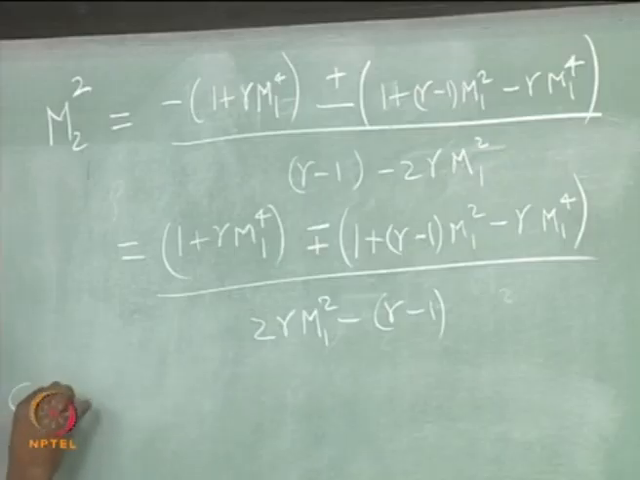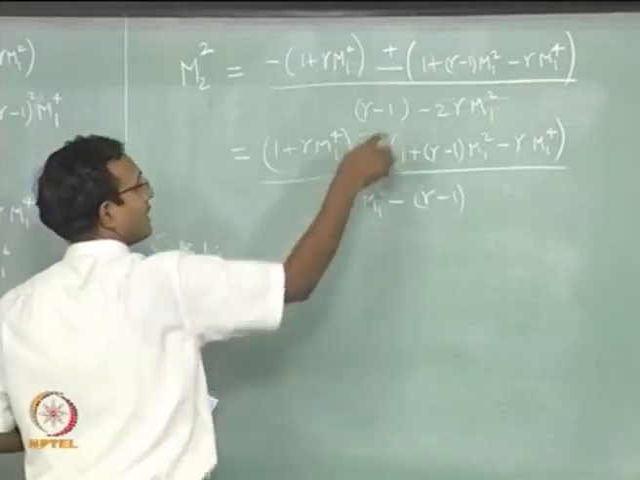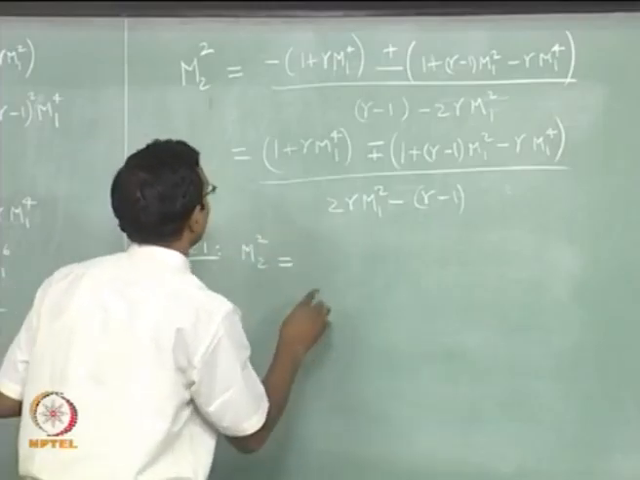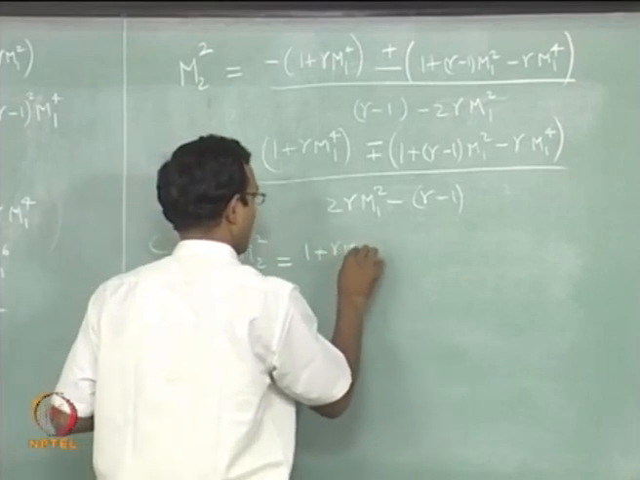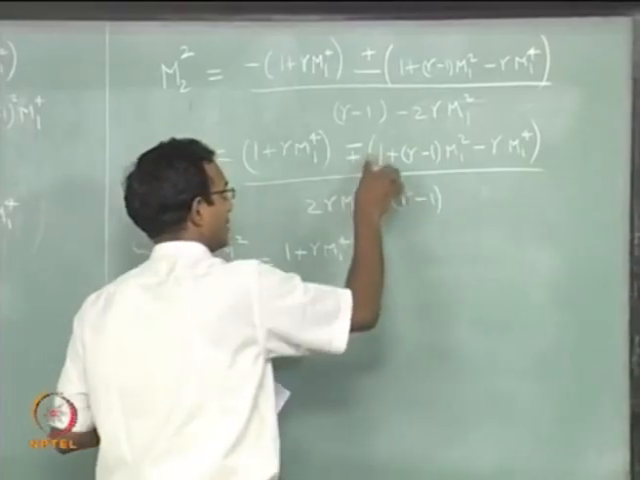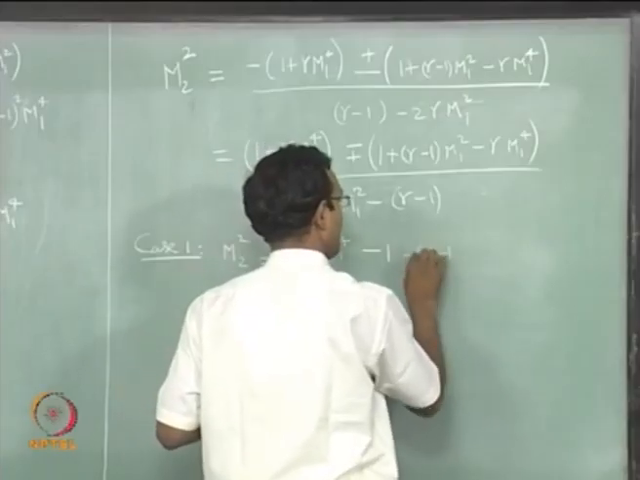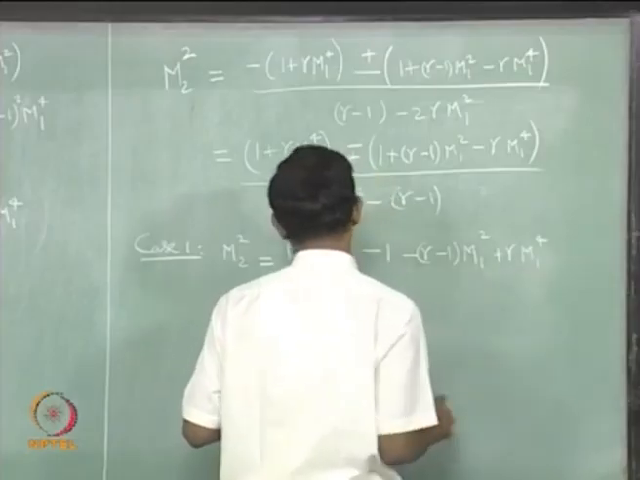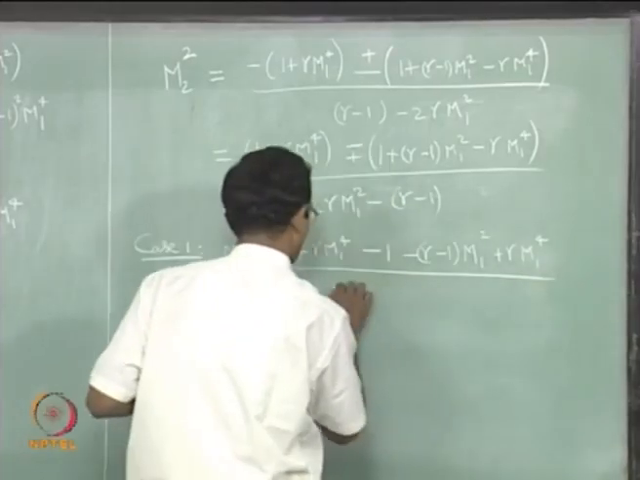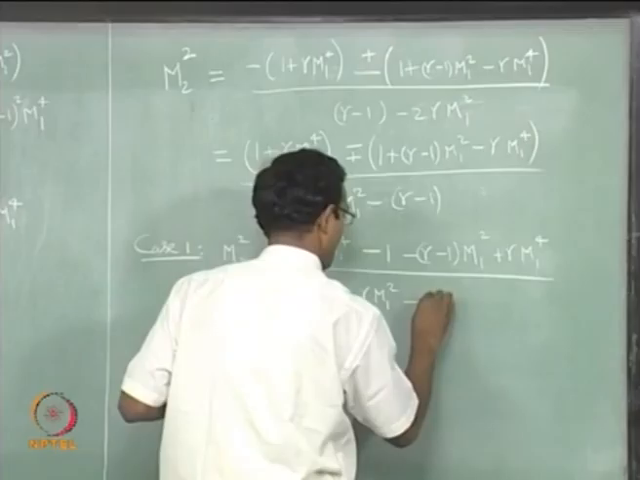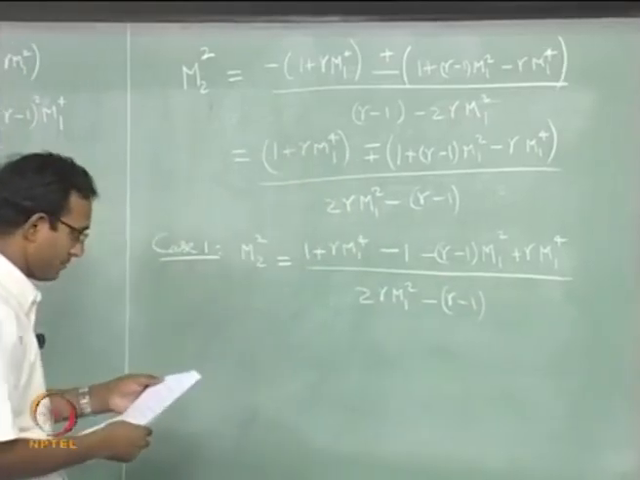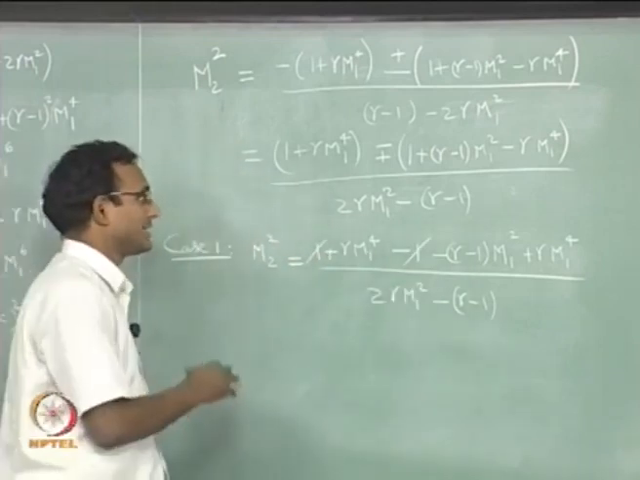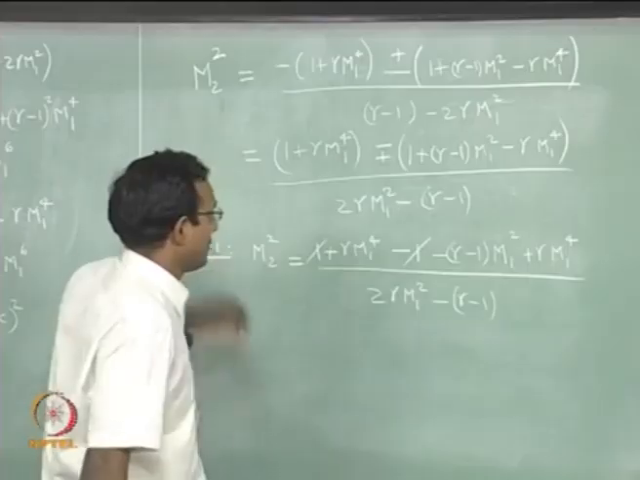Let us pick case 1. Case 1, I will pick the first sign, let us say I will pick the minus sign. M 2 square is going to be equal to 1 plus gamma m 1 power 4 minus, I will rewrite the whole thing, so I will just multiply with minus 1 in each of the terms. This is what I have. Can I simplify anything? There is nothing to simplify except this 1 minus 1, just that can be removed, nothing else can be removed. But if I look at this expression, I can simplify it a little bit.